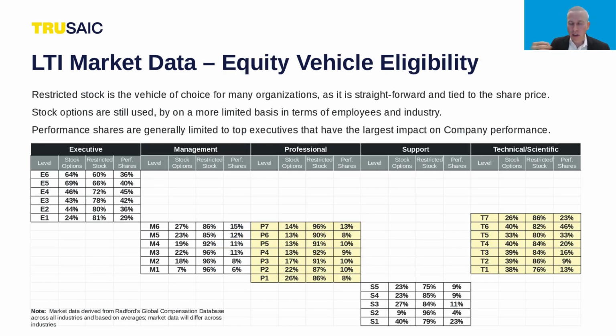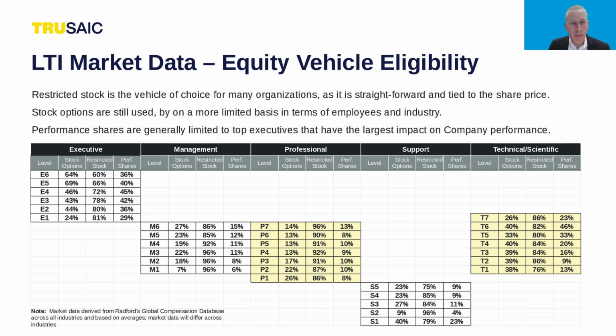And then the final bit of information that we wanted to provide is some LTI data on equity vehicle eligibility. What we have observed over the past several years is that restricted stock is very much the vehicle of preference. The reason being is it's straightforward and easy to understand. Generally, participants understand that if I give you a share of restricted stock and you stick around for a year, you get that share of restricted stock and it has a concrete value. When it comes to stock options, how to size options and how to exercise options, it's a bit less clear to participants on how to do it.